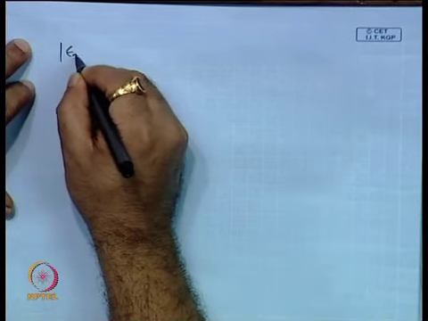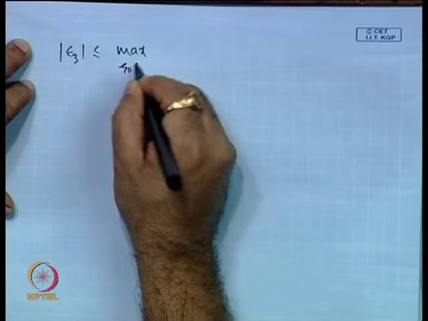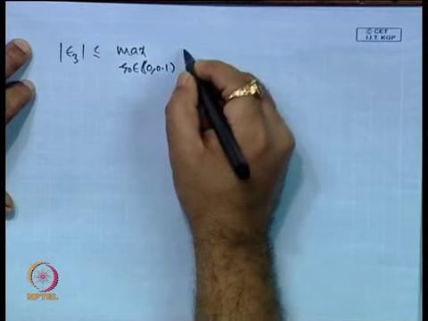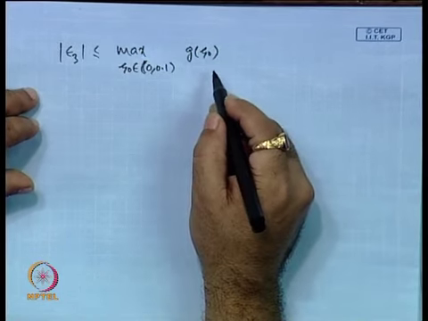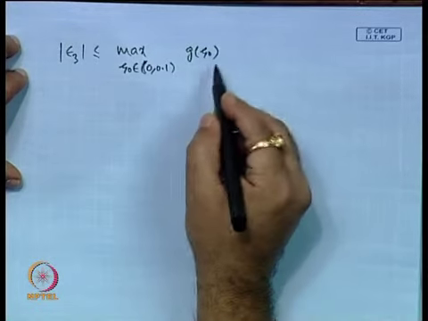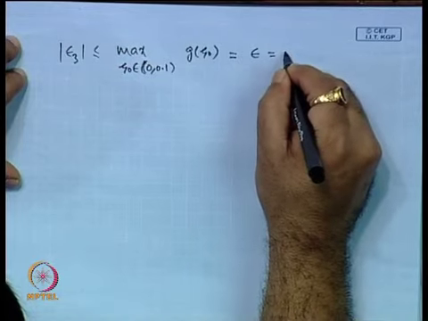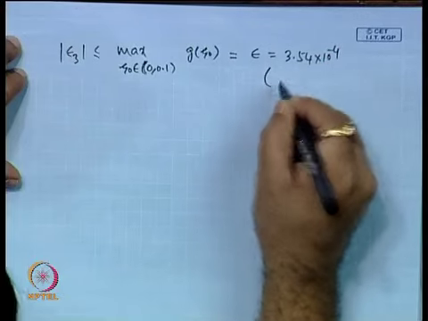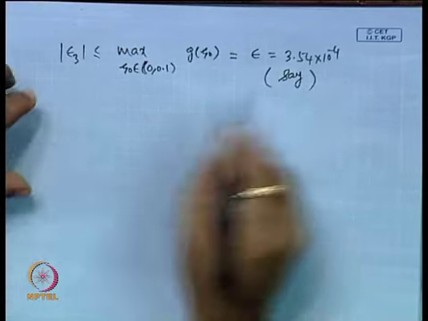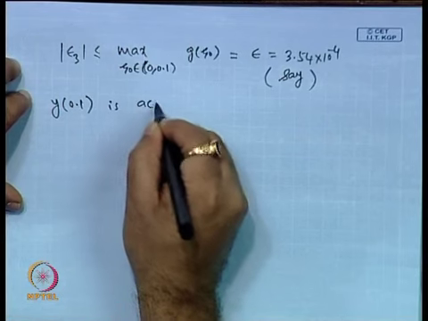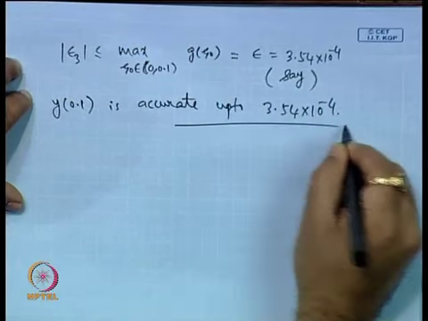So, mod epsilon is less than or equal to the maximum over zeta 0 in the interval 0 to 0.1 of this. Okay. So, if we compute this value, then one can say y of 0.1 is accurate up to some epsilon, say we are getting this as 3.54 into 10 power minus 4. This is, say, not for this problem, because it is a bit lengthy calculation. So, I am just showing you for example. So, that means y of 0.1 is accurate up to 3.54 into 10 power minus 4. Okay. So, this is the residual.